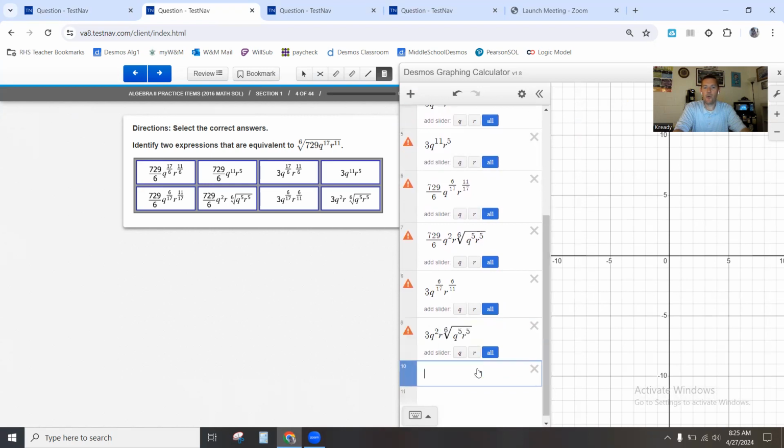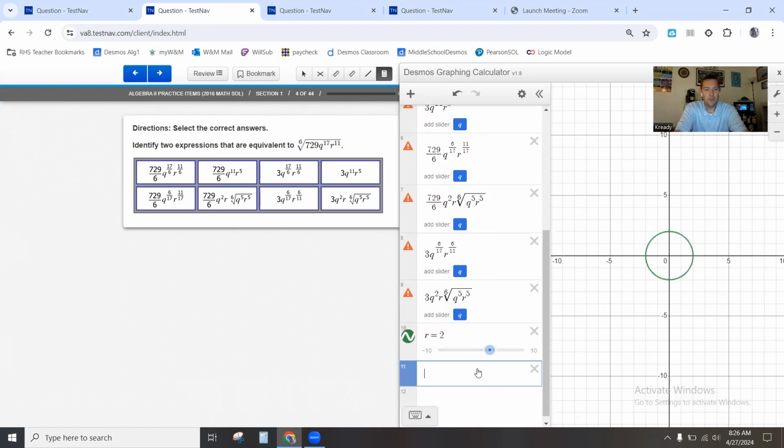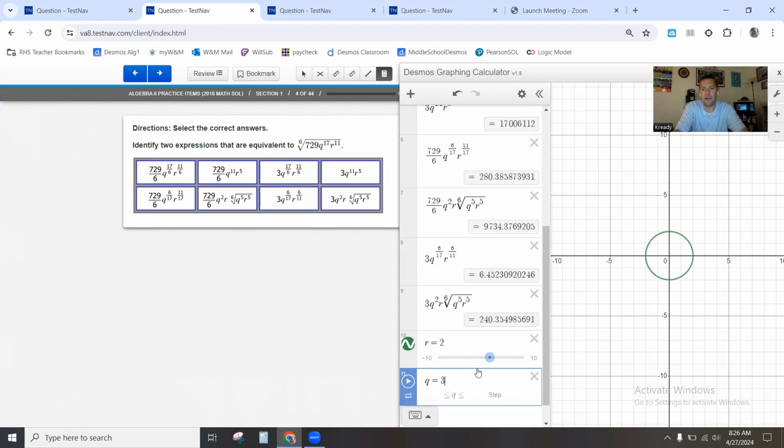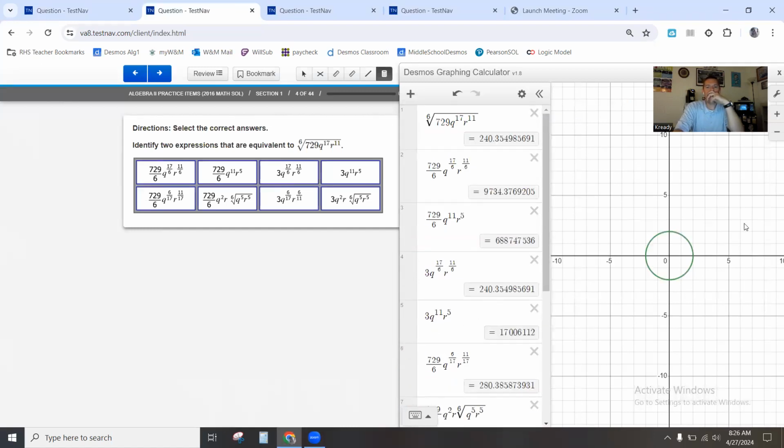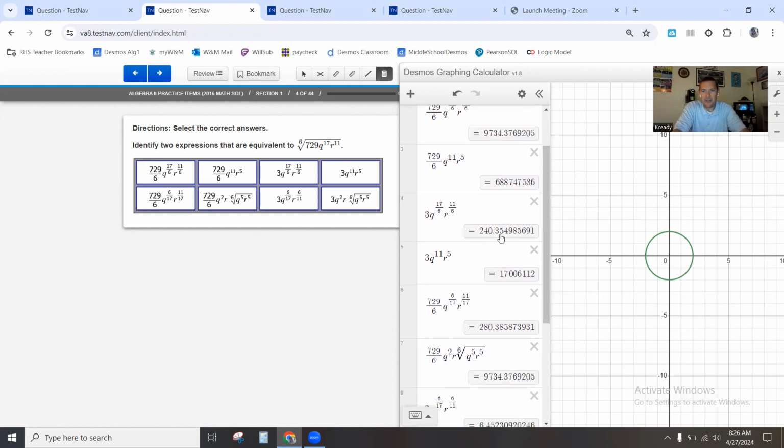And now we're going to check equivalencies like we did in 8th grade when we did replacement values. So we're going to say R equals 2 and Q equals 3. And we scroll up, okay? And it graphed that, but it also plugged it in. So I see this is 240. Okay, that's what this is. So I go down and I find the 240. So that's going to be that guy right there.